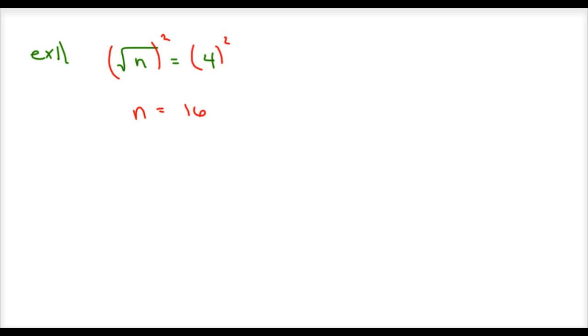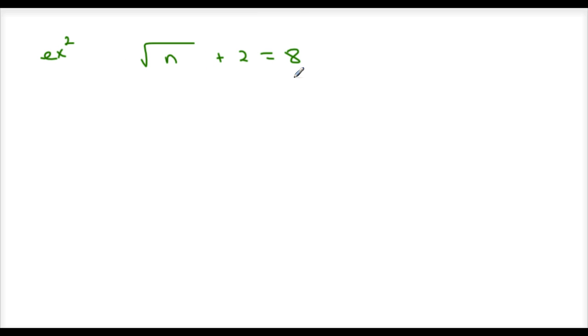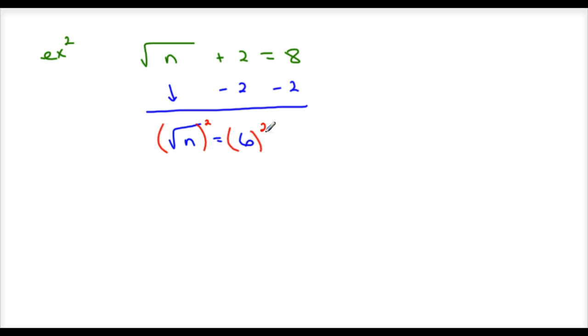Okay. Example number 2. Square root of n plus 2 equals 8. Again, you want to isolate the square root of n, so subtract 2 from both sides first. Bring this down, so now I have the square root of n equals 8 minus 2, which is 6. But now to get rid of the square root, now square both sides. N equals 36.